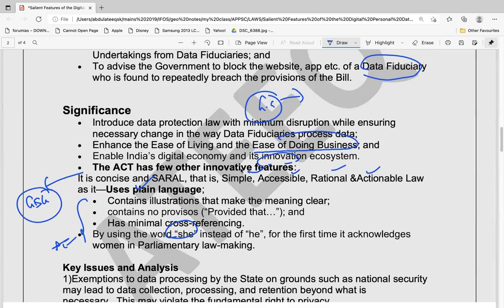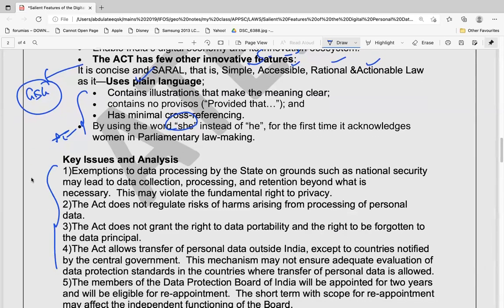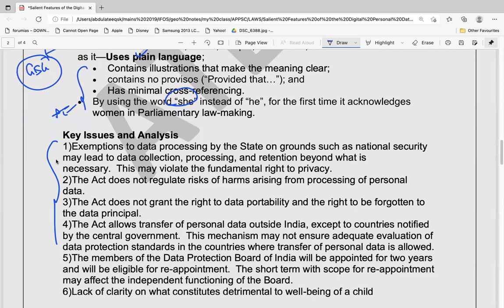However, there are certain key concerns. What are the key concerns? This is important for your mains. If you are in a hurry, you can skip this video, or if you have the time, you can still continue. So, what are the key issues?